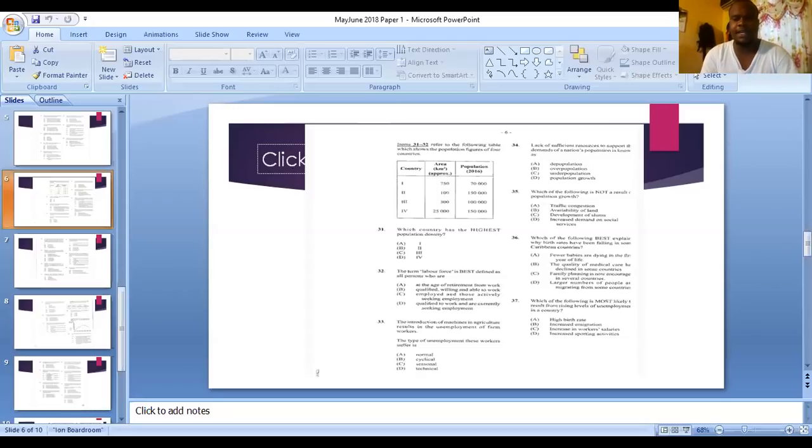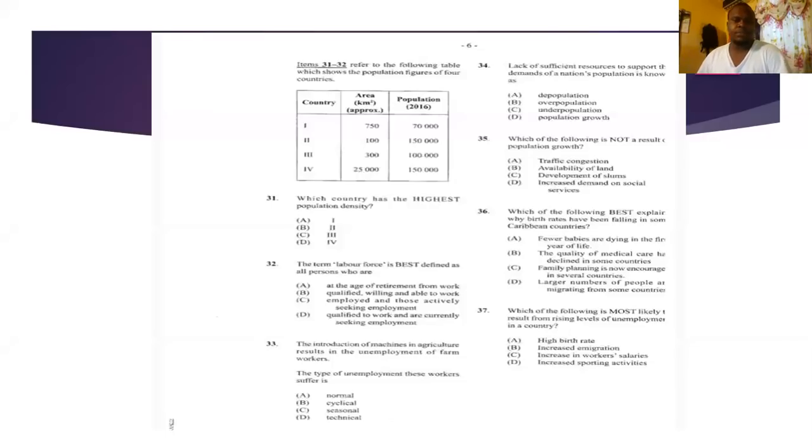All right, so let's begin at number 31. Items 31 to 32 refer to the following table, which shows the population figures of 4 countries. This is an error. I guess CSEC didn't realize that. This is a repeated question too, but the table actually refers to 2 questions, but here they only placed 1 there.